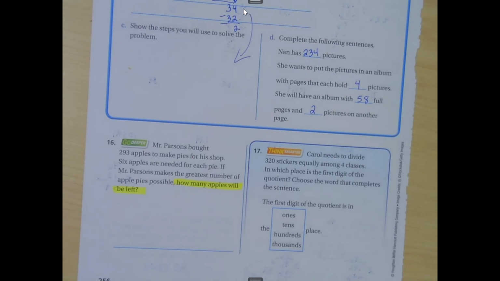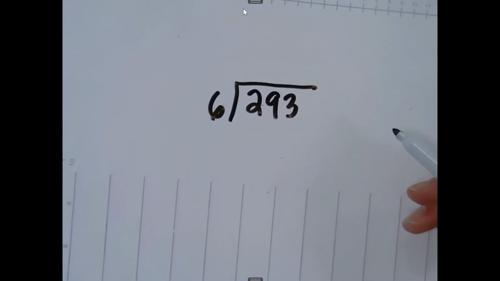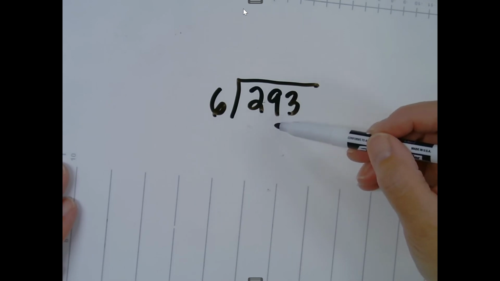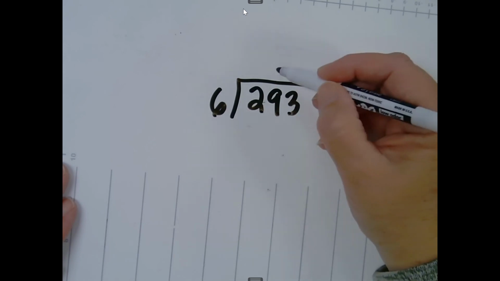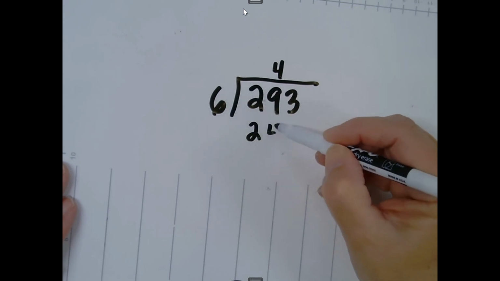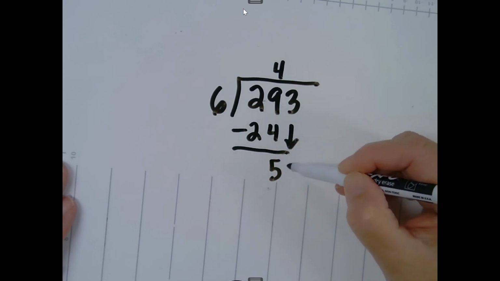So I'm going to get my board here, and we're going to do 293. And we're going to divide by 6. Okay, how many times will 6 go into 2? Well, it won't, so we have to move over to the tens place. How many times will 6 go into 29? That answer is 4 times. 4 times 6 is 24. We subtract and we get a 5. We're going to bring down the 3.